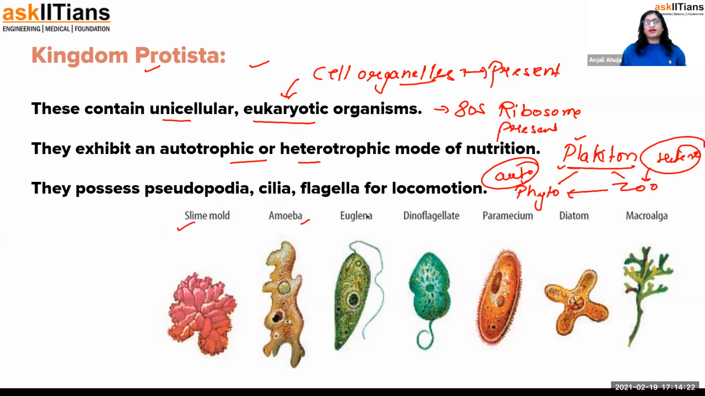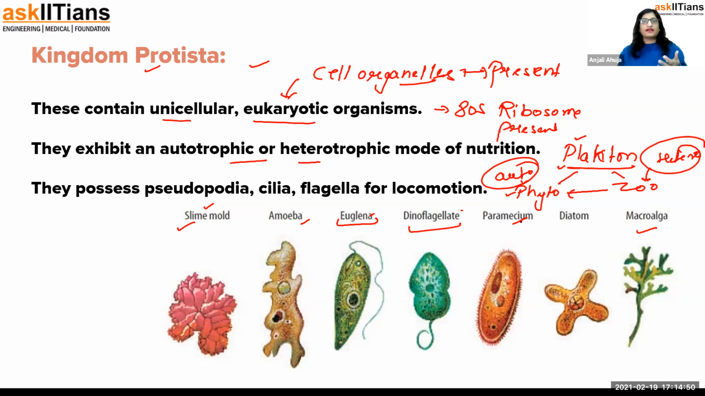Slime mold, amoeba, euglena, dinoflagellate, they all are planktons. Suppose euglena is able to show photosynthesis. It's a phytoplankton. Dinoflagellate is also a microalga. They're able to show photosynthesis. They are phytoplankton. Now slime mold, paramecium, they're not able to show photosynthesis. They're zooplankton. So they eat upon each other, then small fishes will be eating them up, and then big fishes, acting like a chain.